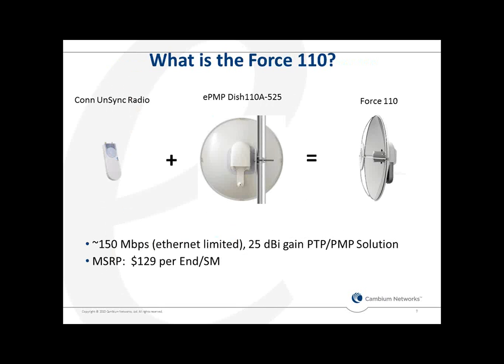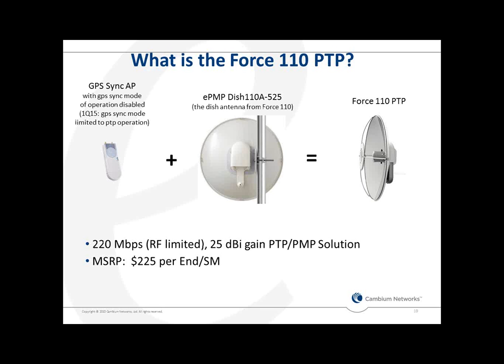So again, to summarize, the Force 110 is a combination of a connectorized unsynchronized radio and the ePMP dish, and we sell it at a very attractive price. The MSRP is $129 US per end. The price may vary depending on import duties and other things in other countries. And the Force 110 PTP is 220 megabits per second of throughput, and the sale price on that is $225 MSRP per end.